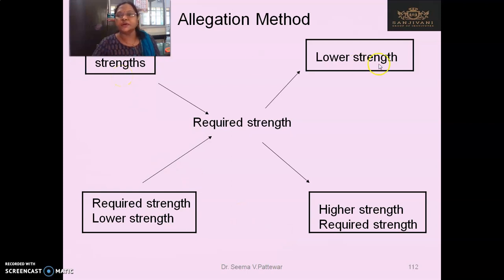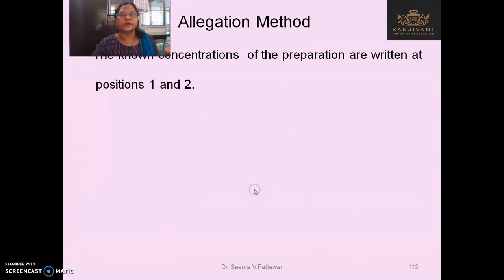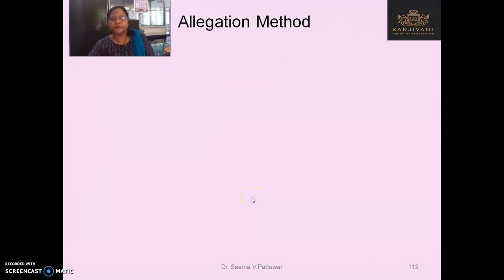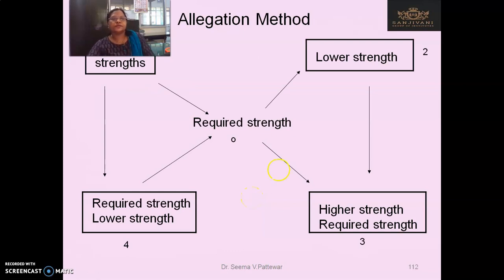Higher strength, lower strength, required strength, that is in parts. Again higher strength minus required strength. So this is the actual formula.